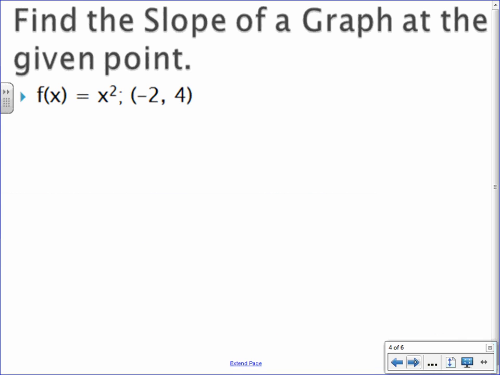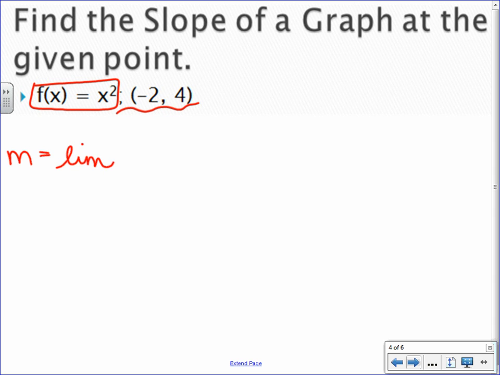All right, so here's an example of a problem you could see tonight and maybe on Wednesday. Find the slope of the graph at the given point. So here we have our function, and here we have the point at which we want to find our slope. First of all, we know that our slope is the same as the limit of the difference quotient, right? So the first thing we need to do is actually evaluate this limit.